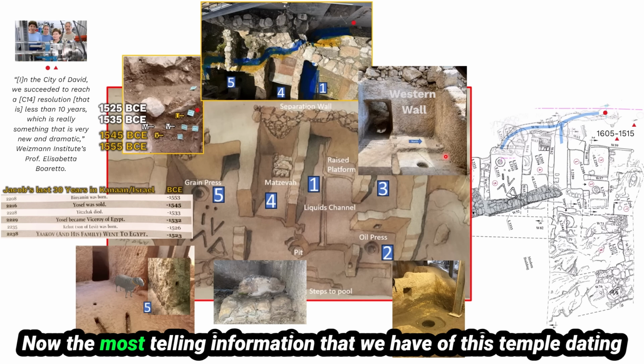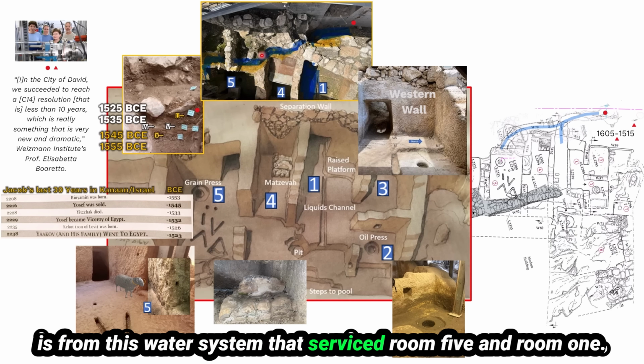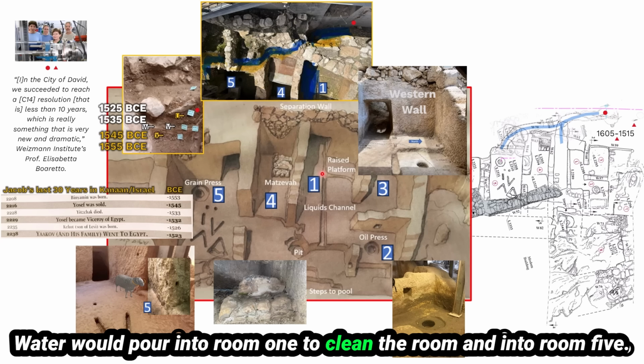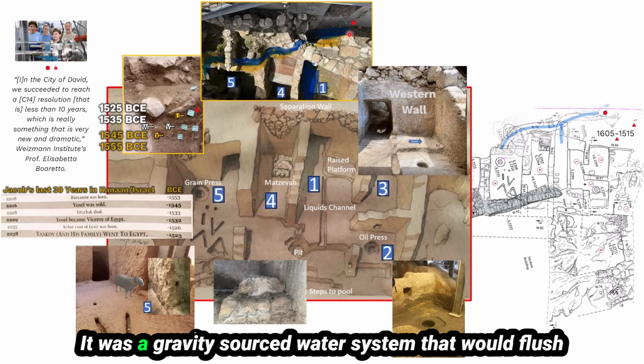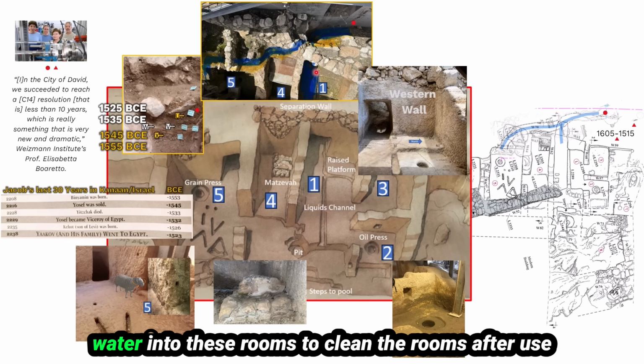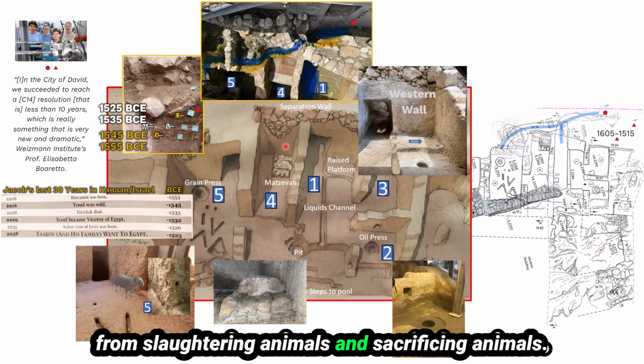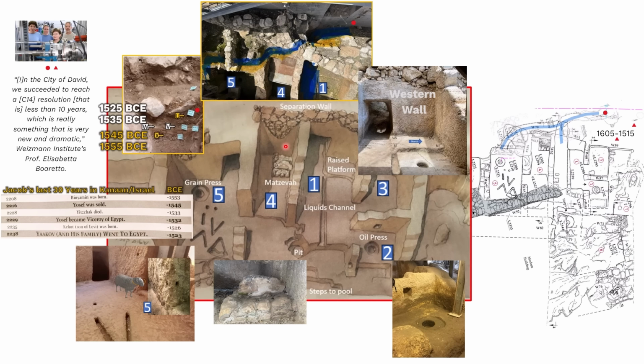Now, the most telling information that we have of this temple, dating, is from this water system that serviced room 5 and room 1. The water would pour into room 1 to clean the room, and into room 5 it was a gravity sourced water system that would flush water into these rooms to clean the rooms after use from slaughtering animals and sacrificing animals.